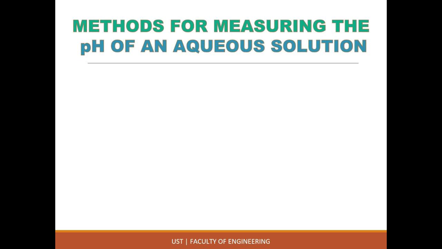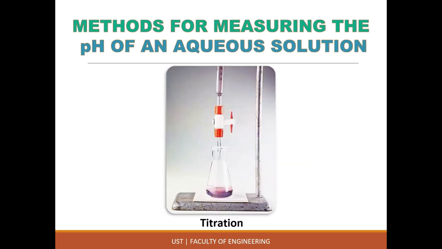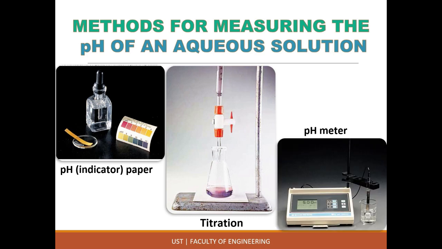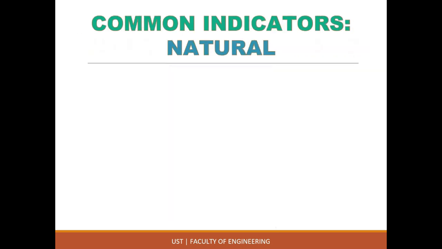In the laboratory, pH could be measured by titration, which also entails manual calculations, using pH indicators, usually in paper, and a pH meter that digitally represents the pH of the solution. Indicators are substances that indicate the presence and/or concentration of H3O plus ion in a solution via color change. These are some of the common types of indicators.